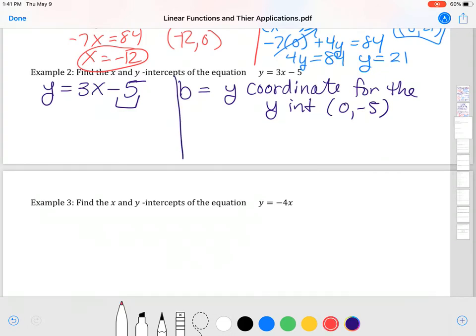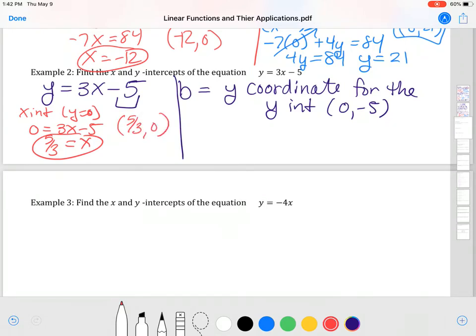Okay, now if we go ahead and find the x-intercept. Remember, the x-intercept is the value of x when y is 0. So I'm going to plug in 0 for y and solve for x. When I solve that for x, I'm going to subtract 5 and divide by 3. So my x-intercept is going to be negative 5/3. If I write that as an ordered pair, that's going to be negative 5/3, 0. So those are my two intercepts.